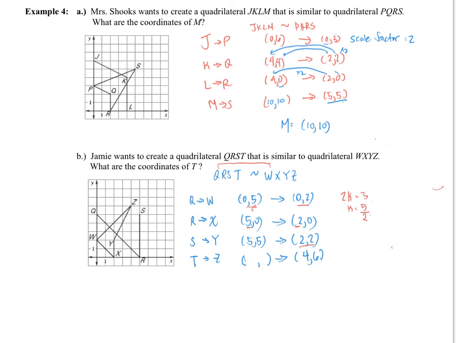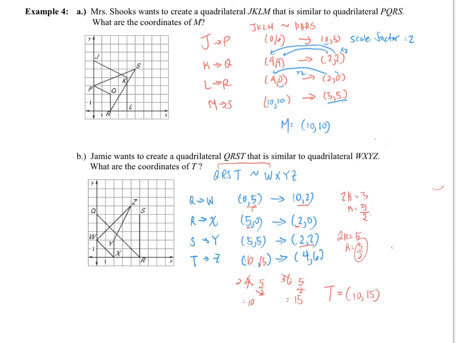And S to Y, same thing. 2k equals 5. So 5 over 2 seems to be the scale factor. So I could do the same thing for 4 times 5 over 2 to get my x coordinate of 10 for point T. And then 6 times 5 over 2 to get my y coordinate of 15. So your answer should be T equals 10, 15.